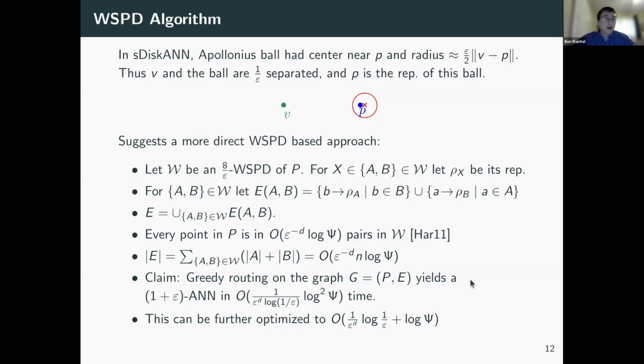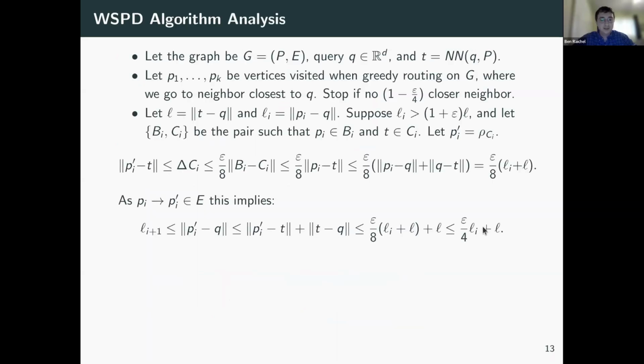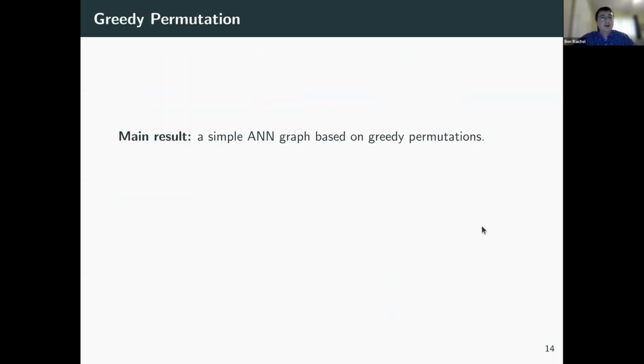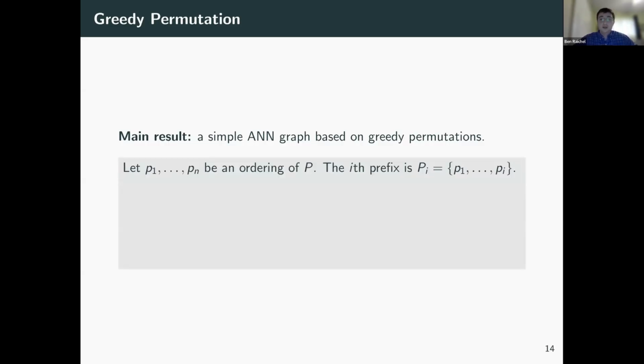Now, I could show you the details of this analysis. I have a slide, but I think it's rather dry, and I'd rather get to the main results. So let me skip this analysis, and let me jump straight to the main result. The main result of the paper is not the WSPD result, it's this greedy permutation result. This is going to be a simple approximate nearest neighbor graph that I build using just basic things from greedy permutations. So what is a greedy permutation?